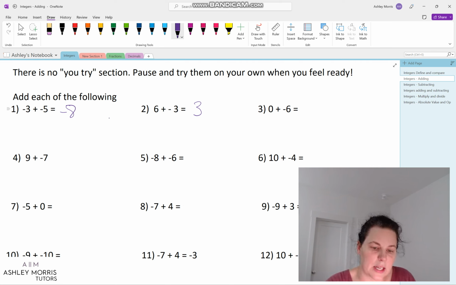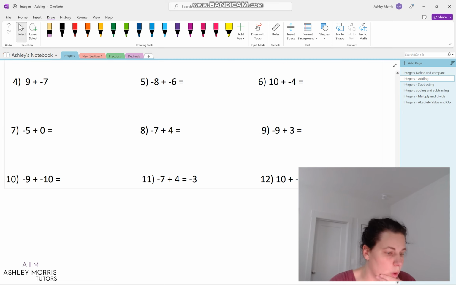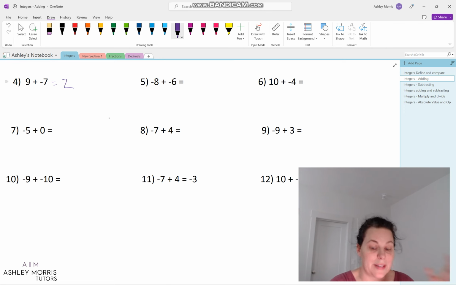0 plus negative 6. So 0 is not positive or negative, but then you're going to go back. 0 plus negative 6 is just negative 6. You have $0, you owe me 6, you still owe me 6. Number 4, 9 plus negative 7. Different signs, subtract, keep the sign of the bigger absolute value. 9 was positive, it's going to stay positive. Oh, here we go. Same signs, add them, so that's going to be 14, and keep the negative because they were both negative. 10 plus negative 4.